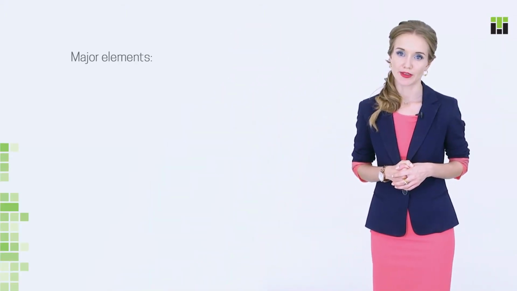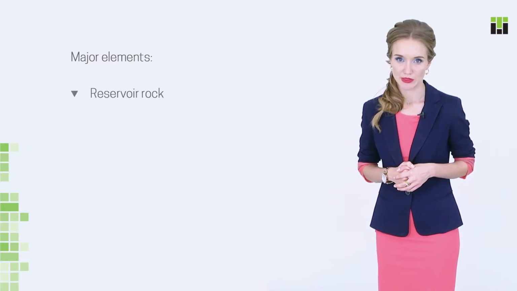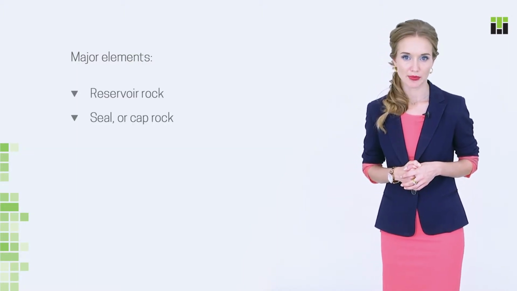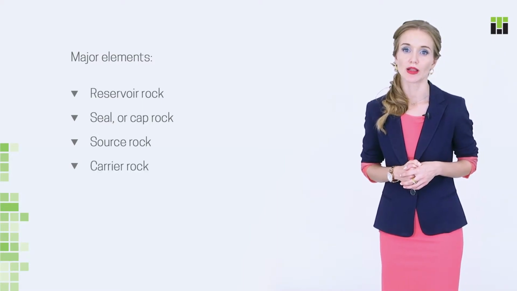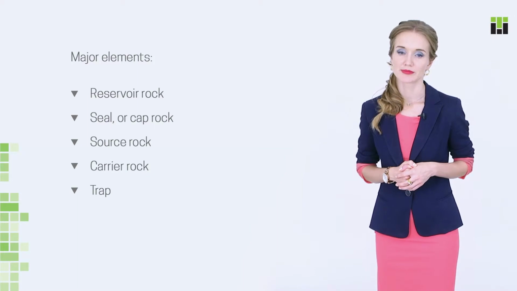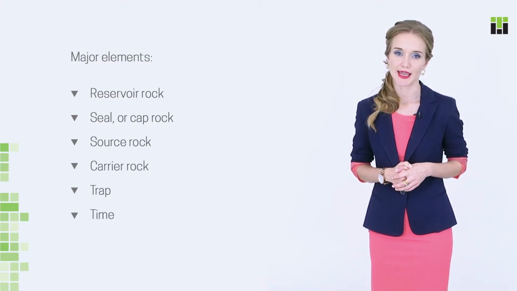For a petroleum field to form, the following elements must be present: reservoir rock, seal or cap rock, source rock, carrier rock through which oil can flow, trap, time. Let's cover each of these elements in detail.